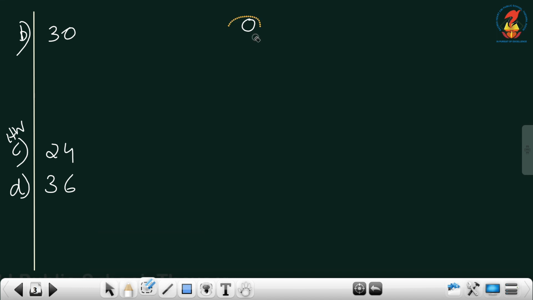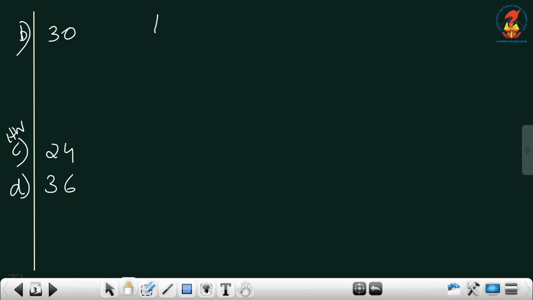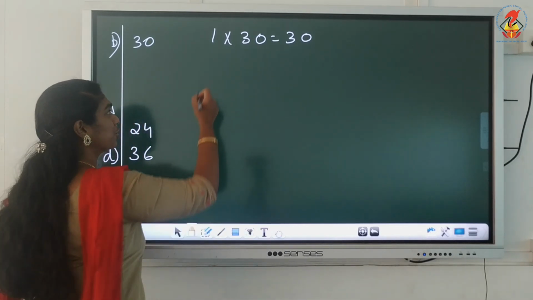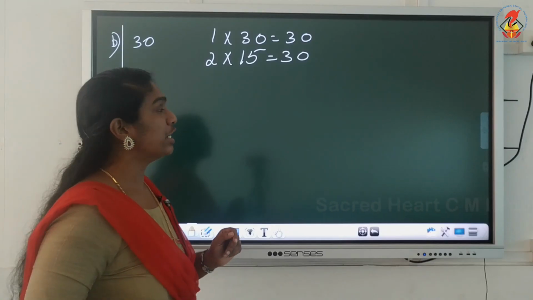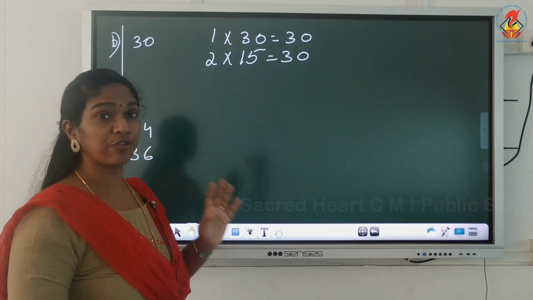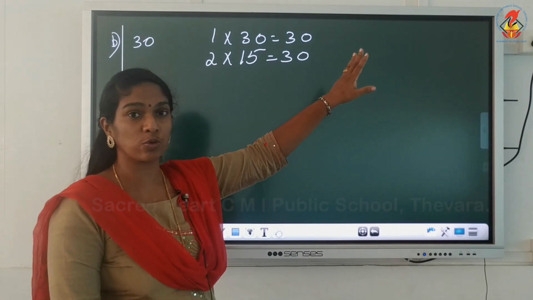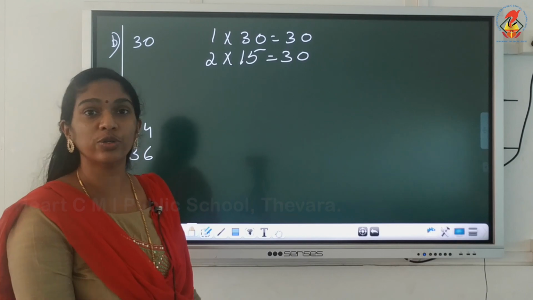30. What are the factors of 30? Start from 1. 1 into 30 is equal to 30. 2's table, where do you get 30? Children, at least till 15's table you should be thorough. 2 into 15 is equal to 30. If you don't know, you can divide 30 by 2 and find the quotient. When you divide 30 by 2, you'll get 15. So you can write 2 into 15 is equal to 30.